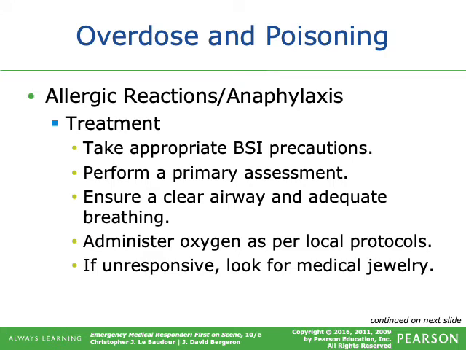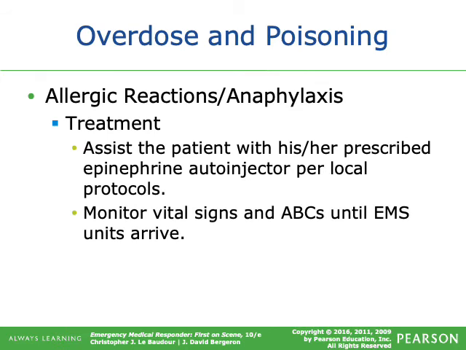As a treatment for allergic reactions and anaphylaxis, you're going to take appropriate BSI precautions, perform a primary assessment, ensure a clear airway and adequate breathing, and administer oxygen as per local protocols. If unresponsive, look for any medical jewelry that may be present. Assist the patient with his or her prescribed epinephrine auto-injector as per local protocols. Monitor vital signs and ABCs until the EMS personnel arrive.